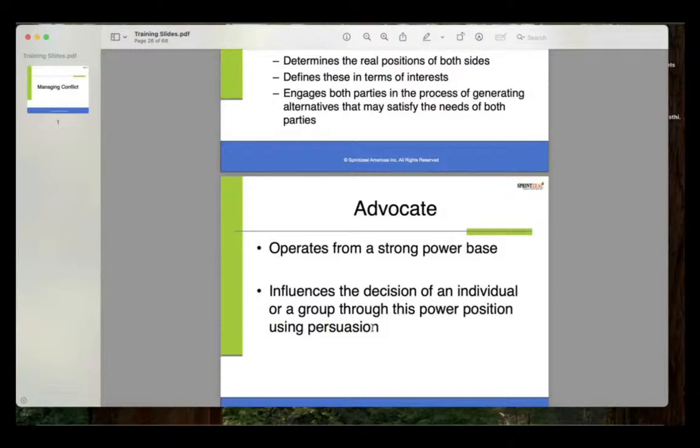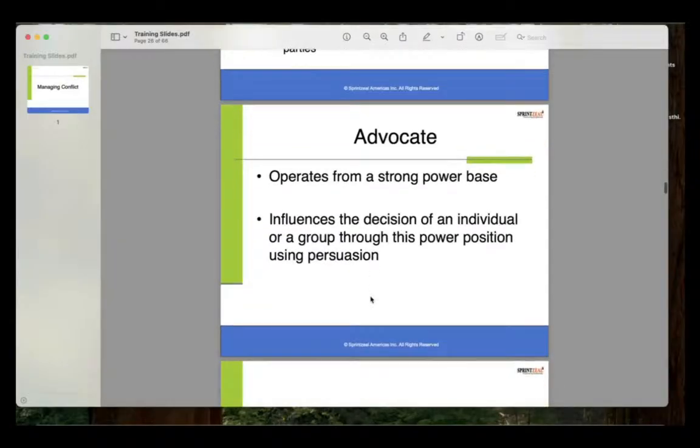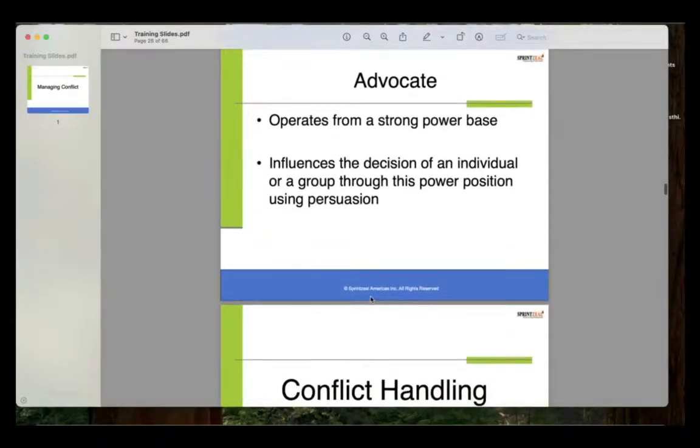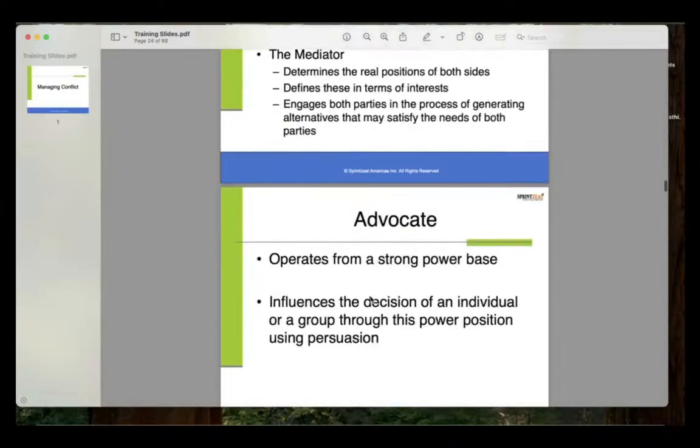So if they have a good knowledge of both the parties and the processes involved in the conflict, then that is why it is said that they operate from a strong power base. We mean the one who has the most knowledge about both the parties who are involved in the conflict. That is why the advocate has a strong power base. Okay, got it. So these are the three roles that we discussed: arbitrator, mediator, and advocate.